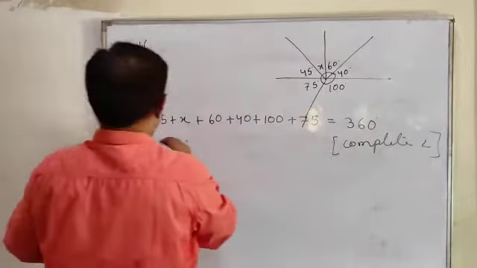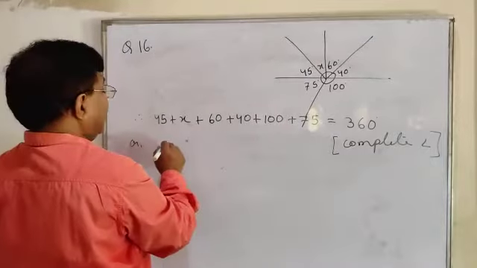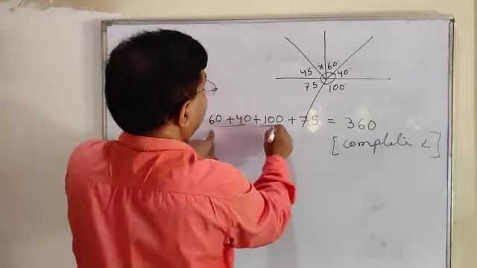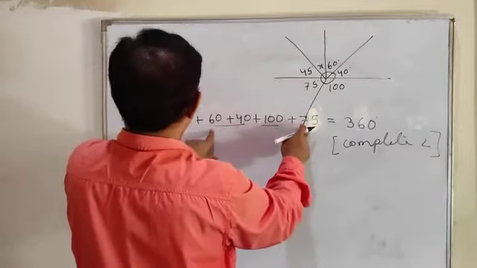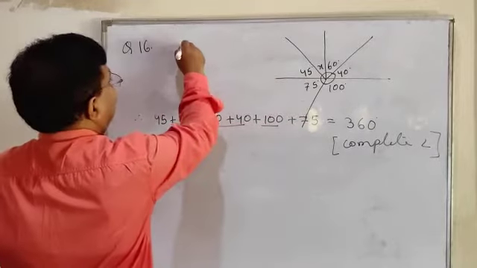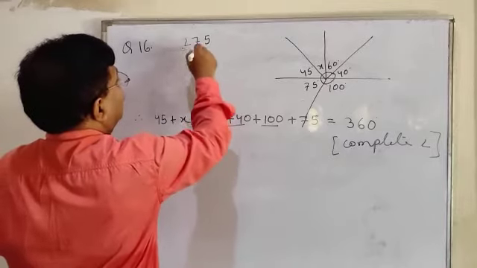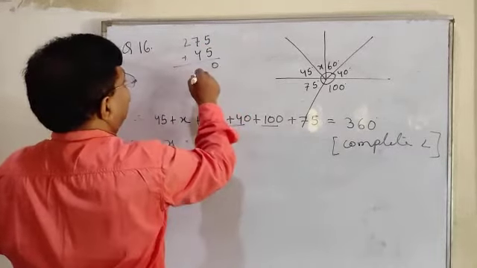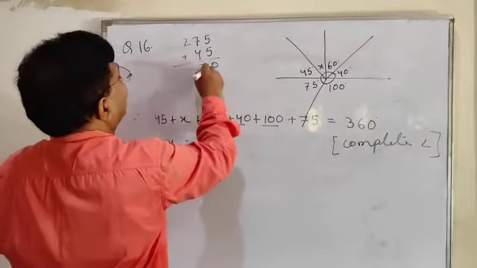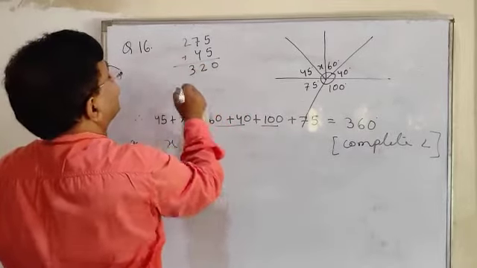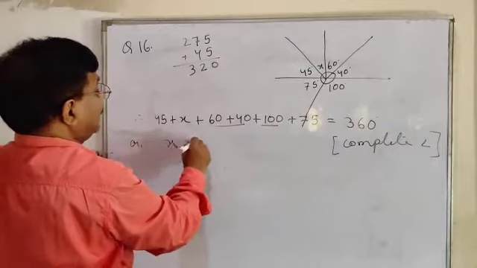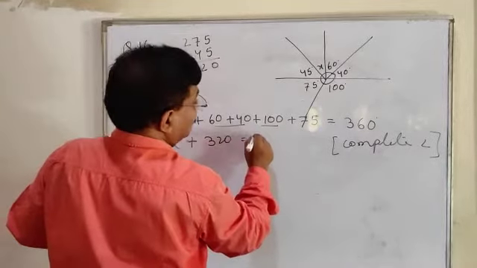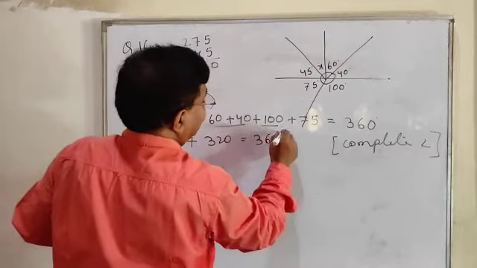Now let us calculate x. 60 plus 40 plus 100 is 200, plus 75 is 275, and 275 plus 45 is 320. So x plus 320 is equal to 360 degrees.